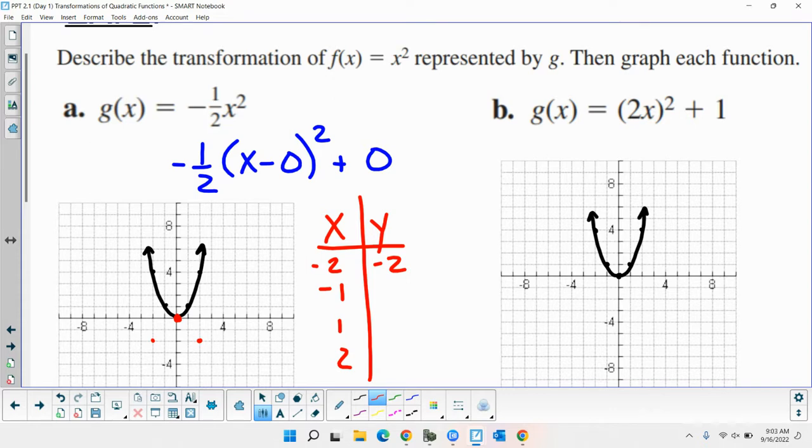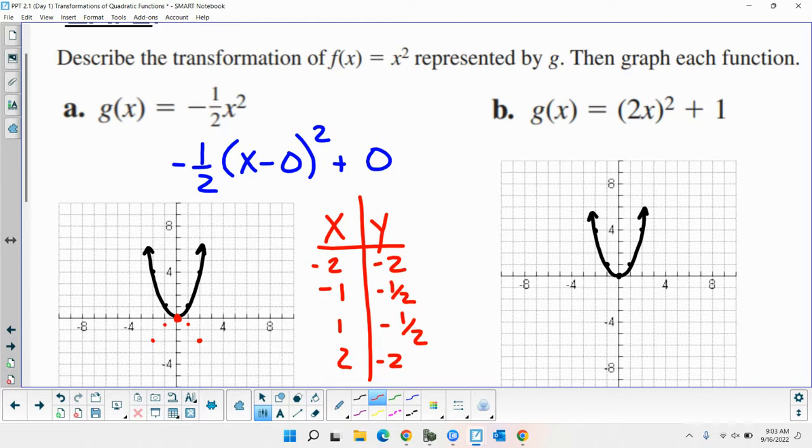When I put 1 in there, 1 squared is 1. What's 1 times negative 1/2? 1 times anything? Why are you guys so quiet? Serenity, what's 1 times negative 1/2? Thank you. So that's going to be there. And what's going to happen when I put negative 1 in and square it? I still get positive 1 times negative 1/2. I still get negative 1/2, right? You guys with me on that?